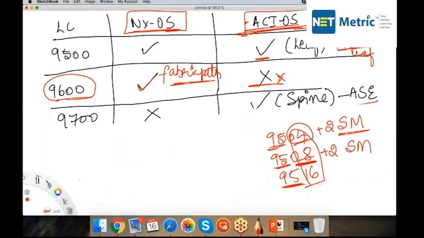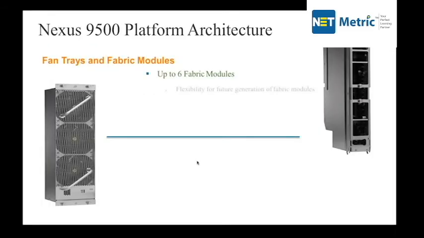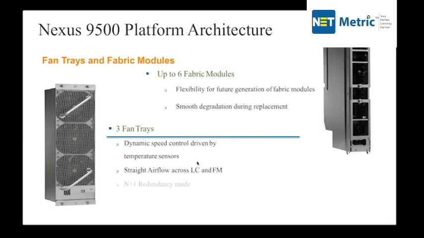9508, eight slots reserved for the insertion of my line card, plus two extra slots into which I can insert my supervisor module. 9516, 16 slots reserved for the insertion of my line card, plus two extra slots into which I can insert my supervisor module.